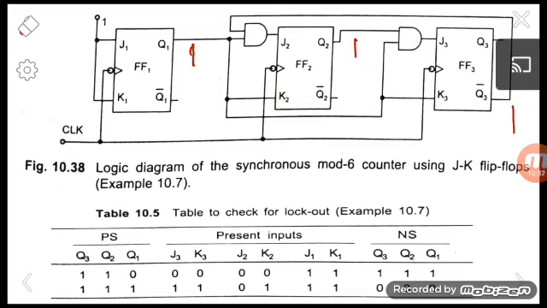Next we will go for J3 and K3. Here the Q2 is 1 and the other input comes from Q1. Q1 is also 1. So J3 will be 1.